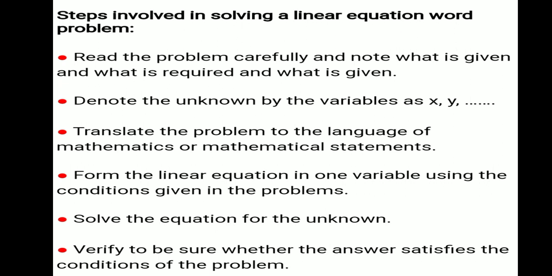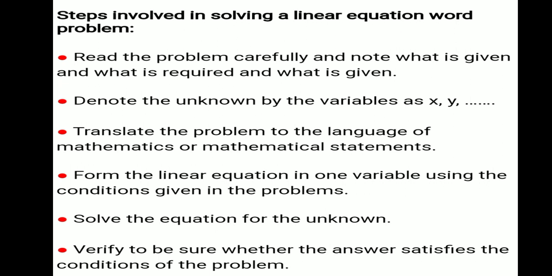Then whatever is given, you translate that into mathematical form. If it is given twice a number, it means you have to multiply it by 2. If it is written 4 by 5 of a number, it means it is 4 by 5 multiplied by x. So like this, you have to translate the word statements into a mathematical statement.